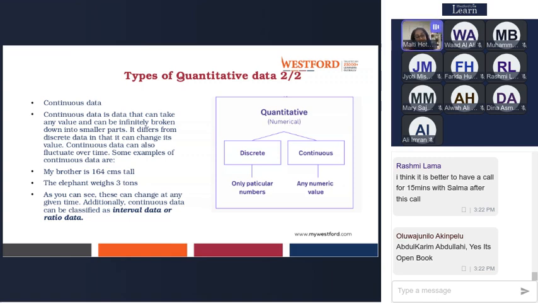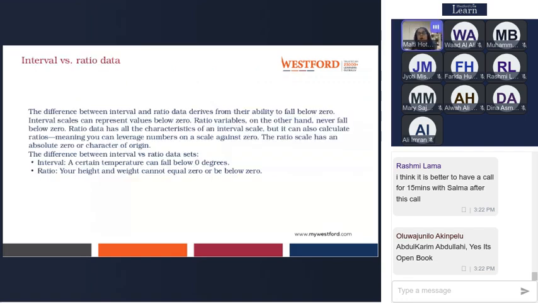Now, in continuous data, if you look, there are two types. One is interval data, and another one is ratio data. In interval data, the data can fall below zero, and it can be positive or negative data. Ratios, with their arithmetic concepts, can never be equal to zero or below zero, right? If you say the height and weight ratio of a person is equal to zero or below zero, no, that's not a correct answer.